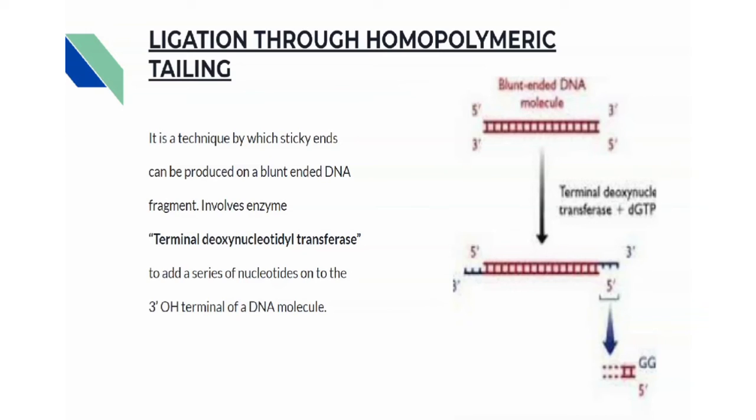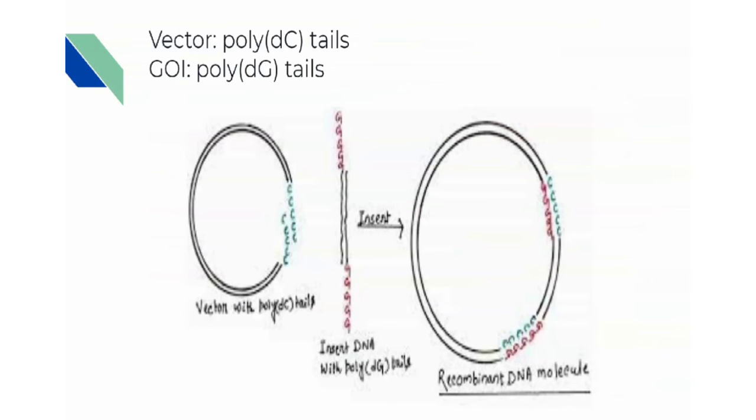In this method, the gene of interest is tailed with one nucleotide and the vector is tailed with the complementary base. Here, our vector is added with a repeating unit of deoxycytidine and our gene of interest with the repeating unit of deoxyguanosine. The homopolymer tails enable the annealing assisted ligation of the GOI with the vector. A new recombinant vector can be introduced into the bacterial cells that can produce many copies of the inserted DNA.